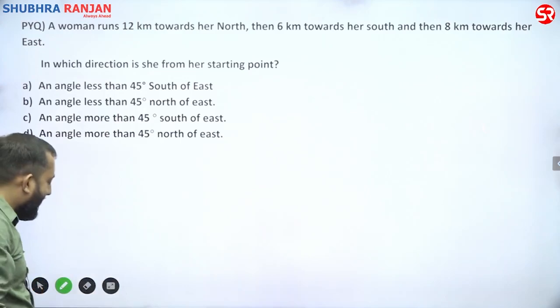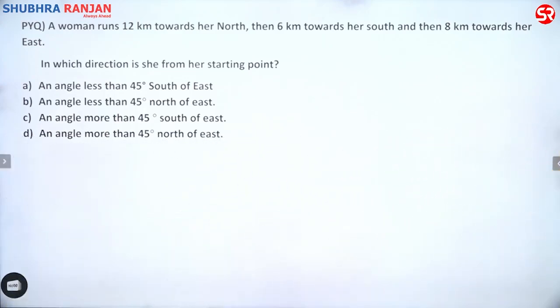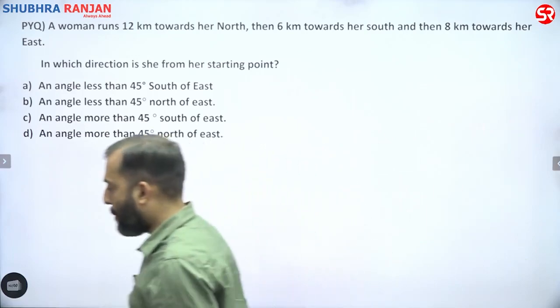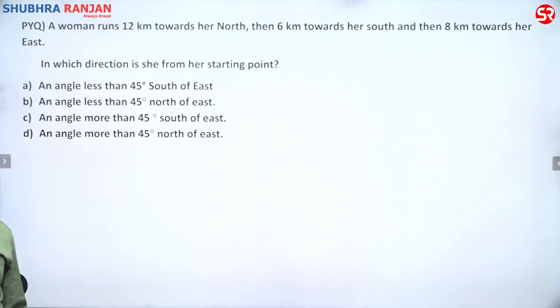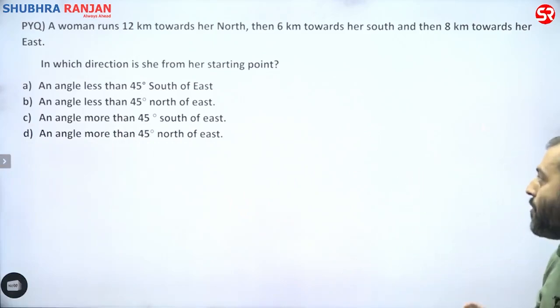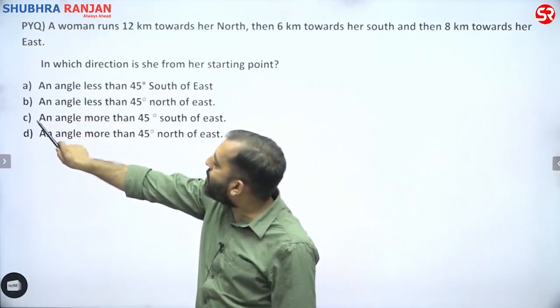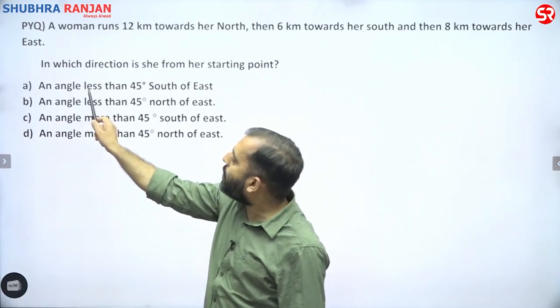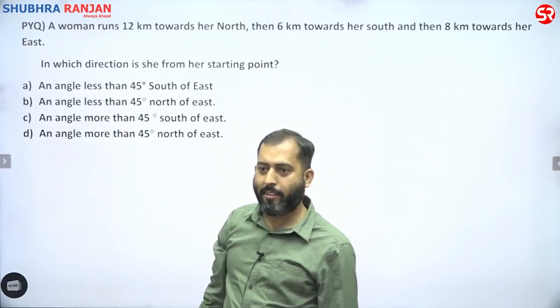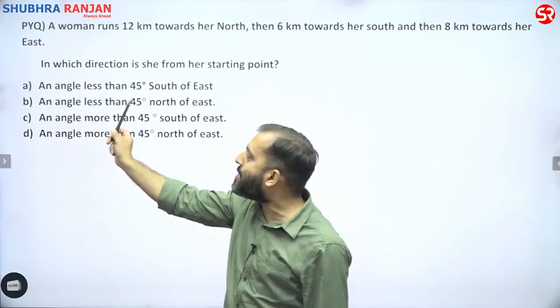Now try this question. It is a PYQ. I think it was there in 2020 or 21. Now be very careful here. See, pay attention to option A and option C. Everything is same except this less than or more than thing. Pay attention to option B and option D. Everything is same except this less than and more than.